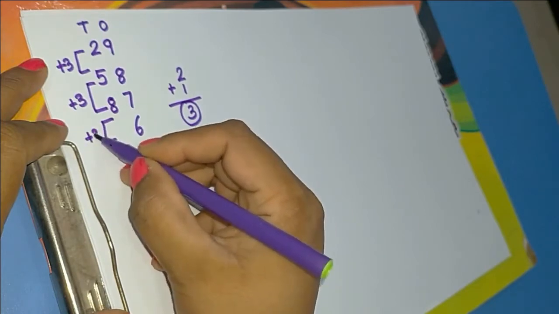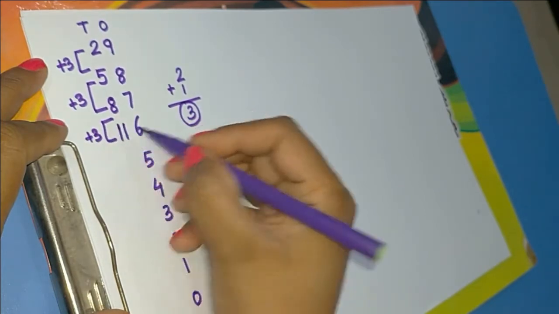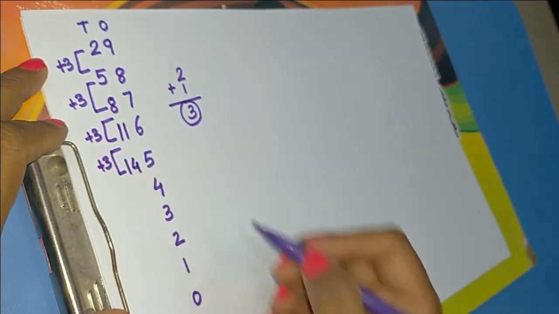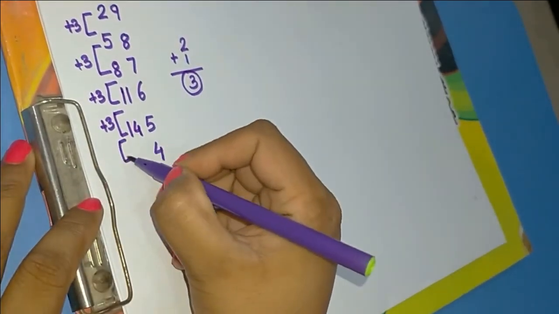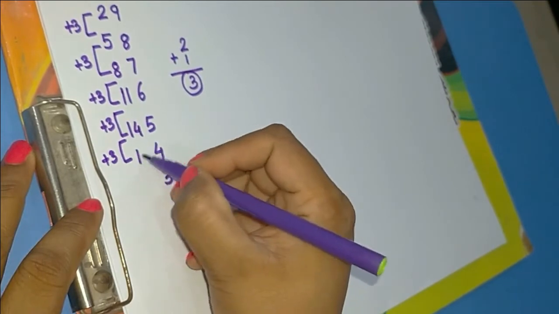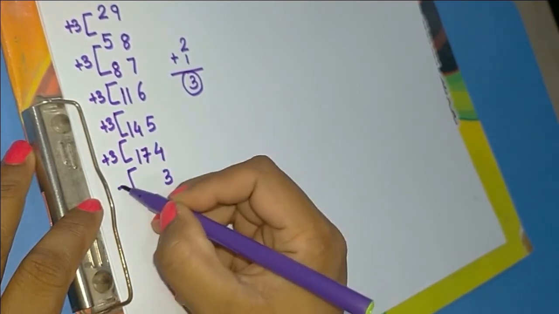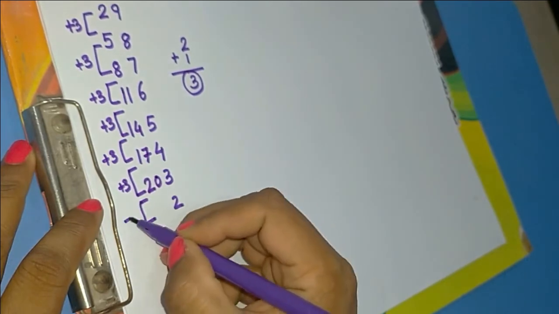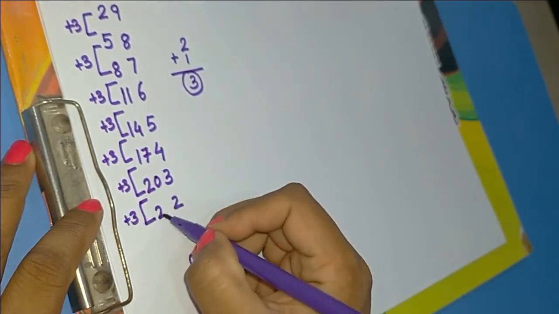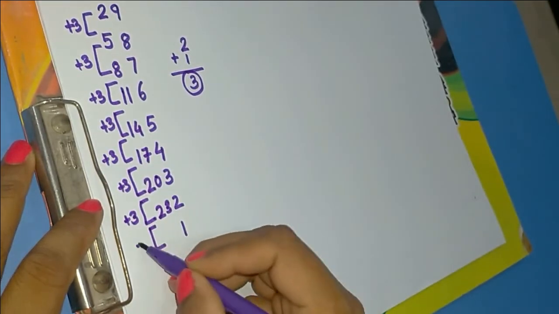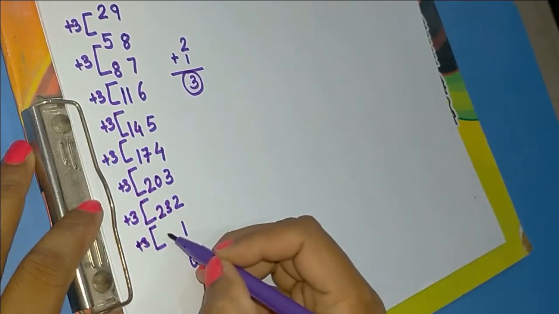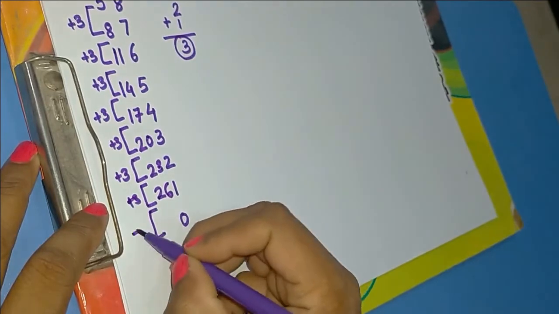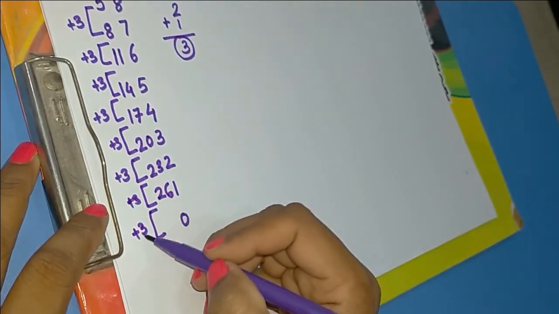Again add 3. So 8 plus 3, 11. Again add 3. 11 plus 3, 14. Again add 3. 14 plus 3, 17. Again add 3. 17 plus 3, 20. Again add 3. 20 plus 3, 23. Again add 3. 23 plus 3, 26. Again add 3. 26 plus 3, 29.